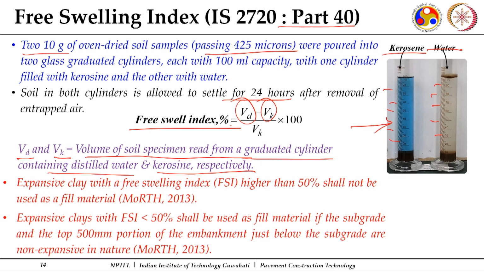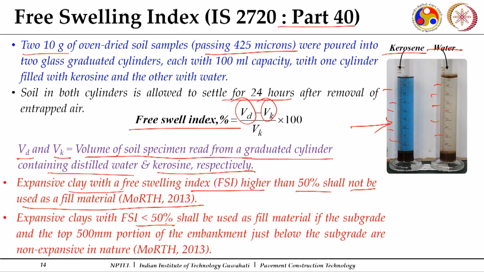So this gives me my free swell index, and it says that expansive clay with free swell index higher than 15% should not be used as fill material. If you have to raise your road level, then it should not be used as a fill material because of this high swelling potential. Even if certain soils have a swell index less than that, they can be used as fill material, but you have to ensure that the subgrade and the top 50 centimeter of your embankment just below the subgrade are non-expansive in nature.